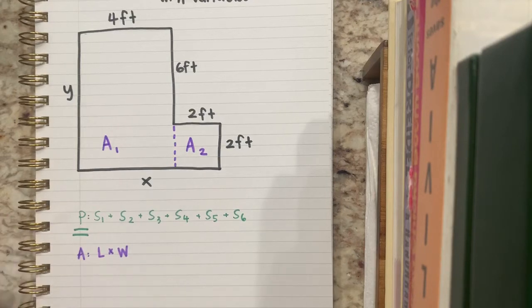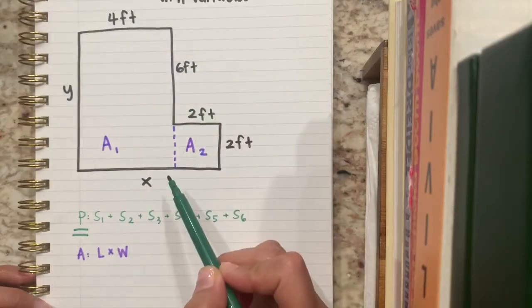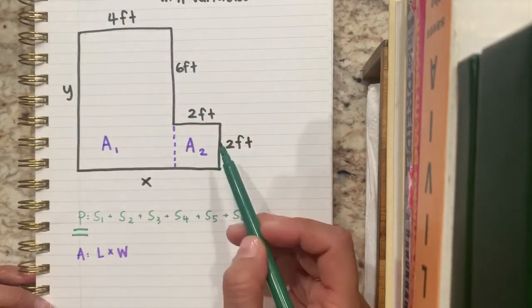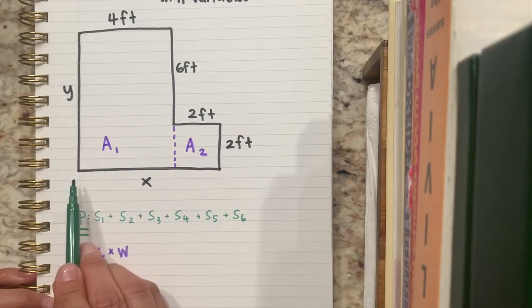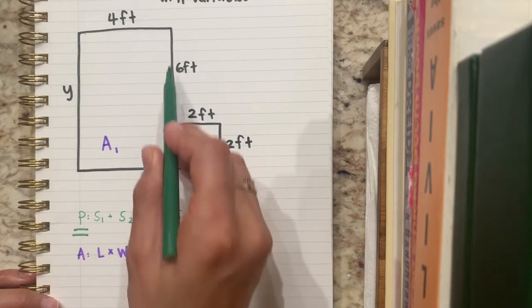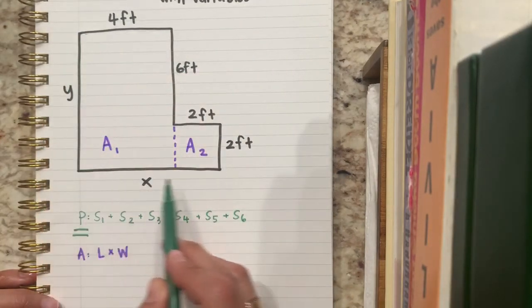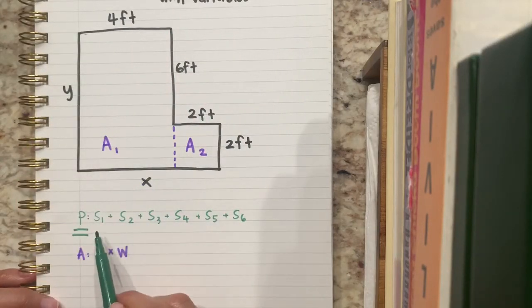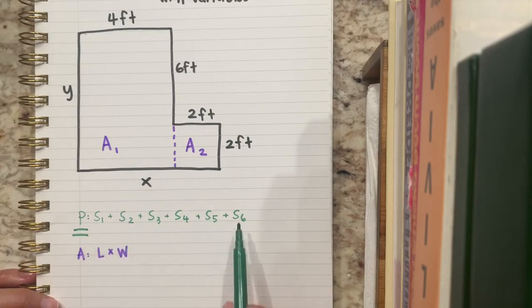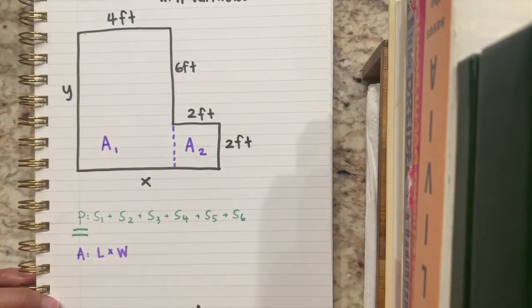I'm going to review it one more time. We have this odd shape. Let's say it's a backyard, grassy area, and a garden. And we need to know first the perimeter. Let's say you're building a fence around your backyard. You need to know how much fencing you need for the outside, right? And so we're adding up all of the sides 1, 2, 3, 4, 5, and 6. And as you can see in this odd shape, there are 6 sides.